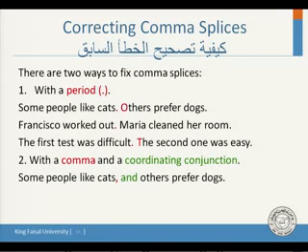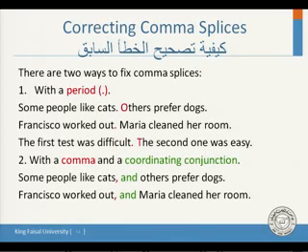Some people like cats, and others prefer dogs. Why did we use and, not but or so? Yes, because the two sentences have similar ideas. They are about similar ideas. Like and prefer, similar ideas. Some people like cats, some people like or prefer dogs. We have similar ideas. Notice the comma, and, comma, and.